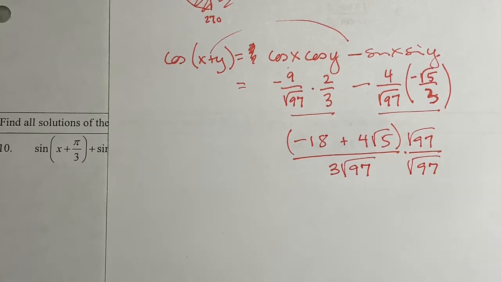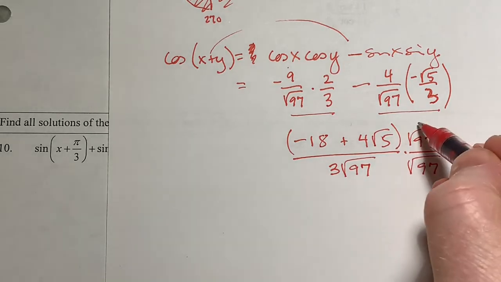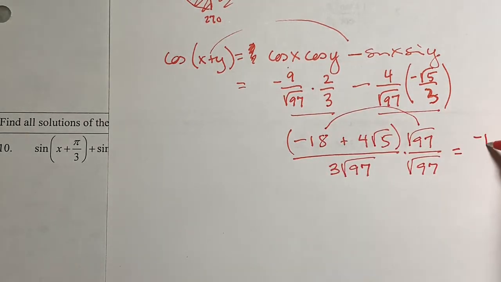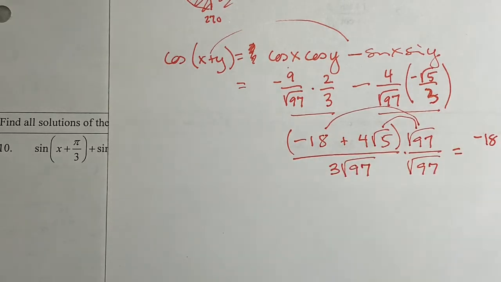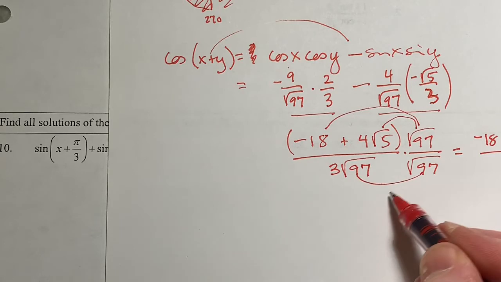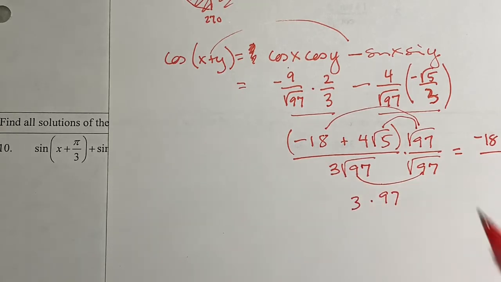So don't worry too much about it. But remember, you have a calculator. So even if you did have to do this, that times that is negative 18 root 97. And then this times this is just 4 root whatever the 5 and the 97 is, which you could multiply without too much trouble and get that. And on the bottom, you end up with a regular 97 times a 3. And again, that too on your calculator is not going to be that big of a deal.